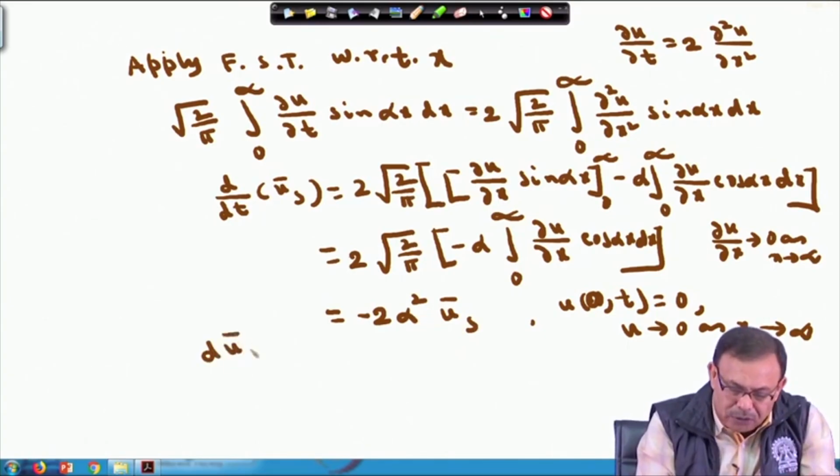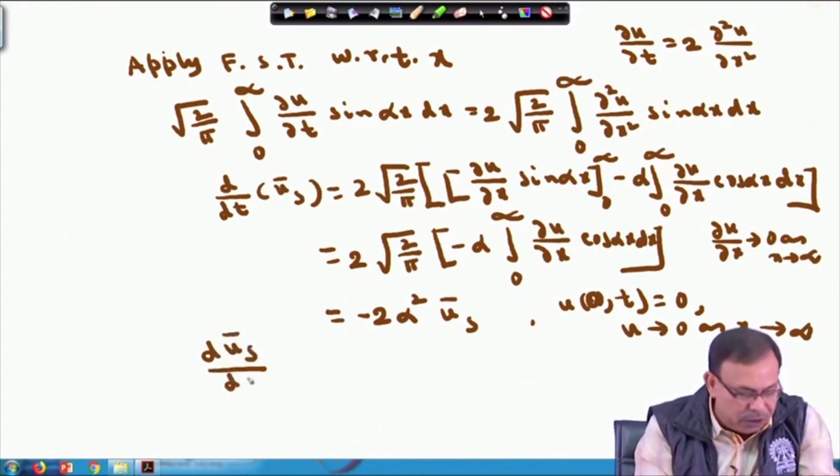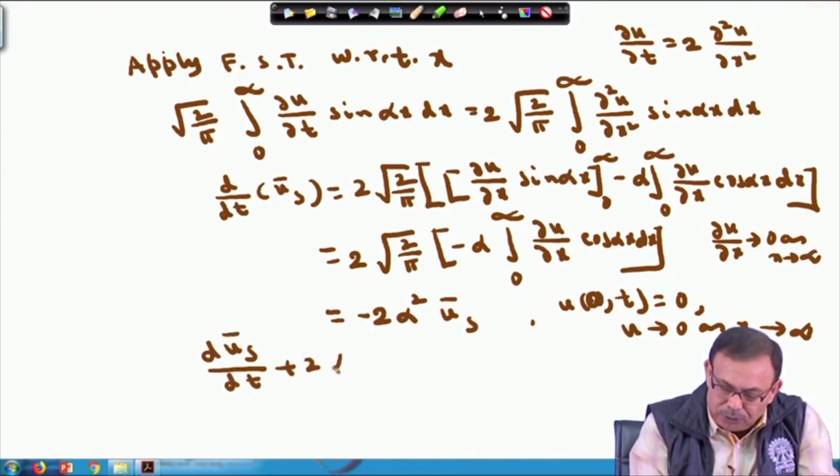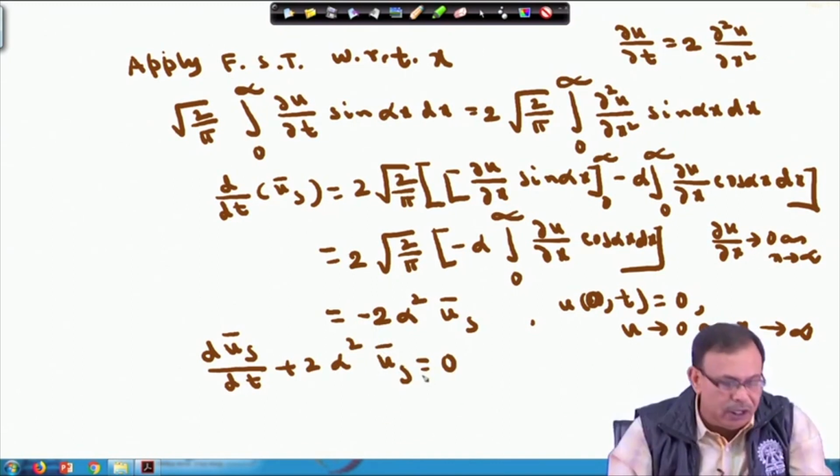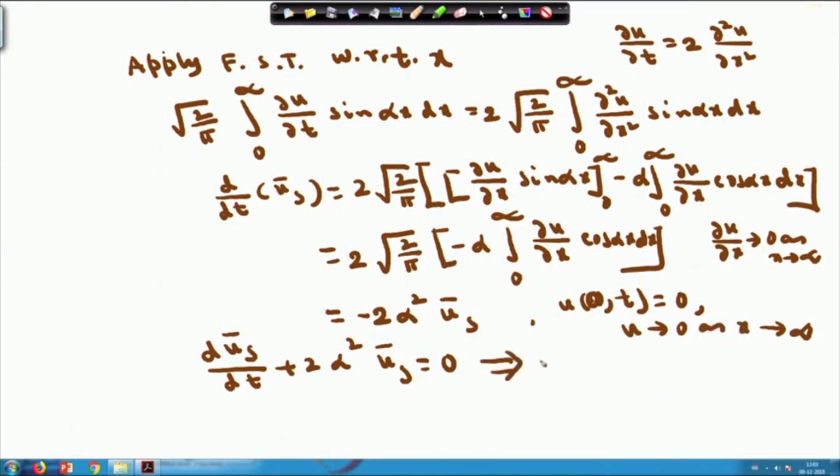So, now your ordinary differential equation becomes d u bar s dt plus twice alpha square u bar s equals 0. And the solution of this is some constant a into e power minus 2 alpha square t. So, the solution is u bar s equals a into e power minus 2 alpha square t.